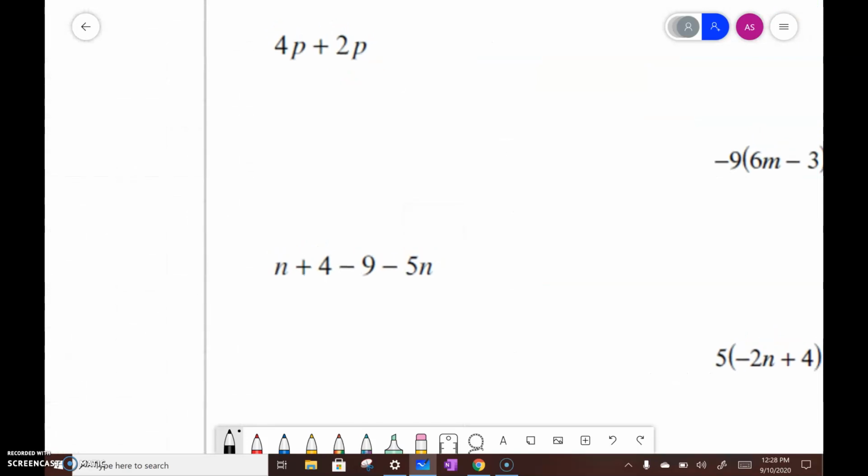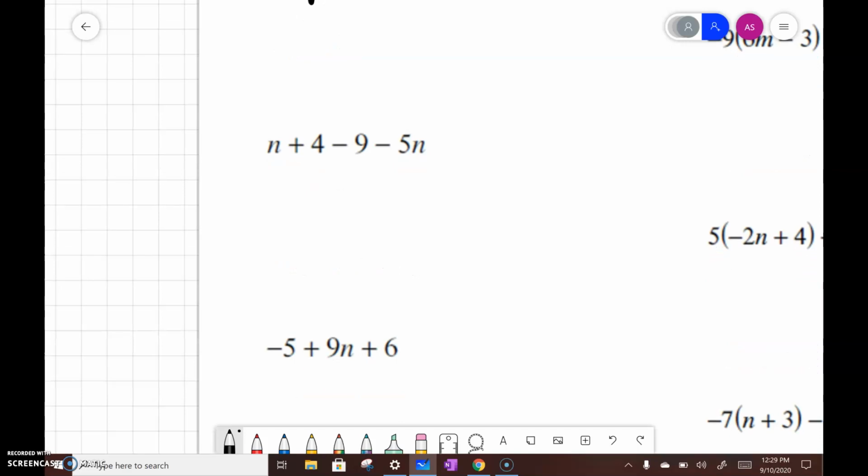Okay, so I have 4p plus 2p. Really simple. You have 4 plus 2. And it's very important that you just look at the coefficients. The coefficients are the number that's in front of the variable. So if I do 4 and 2, I have 6, and then we have p. So it's 4 p's and 2 p's, and now I have 6 p's.